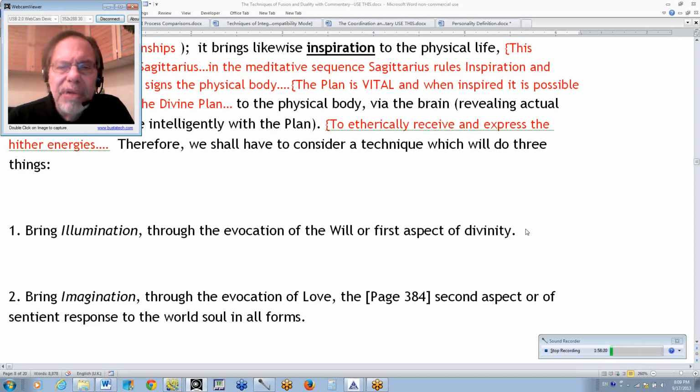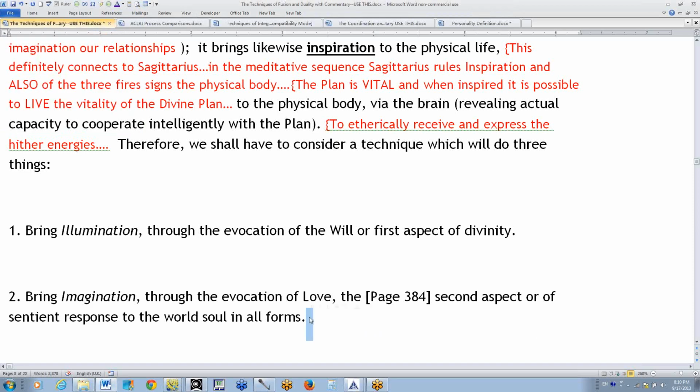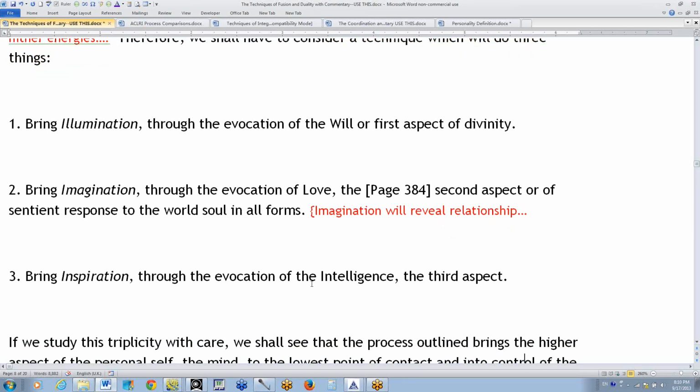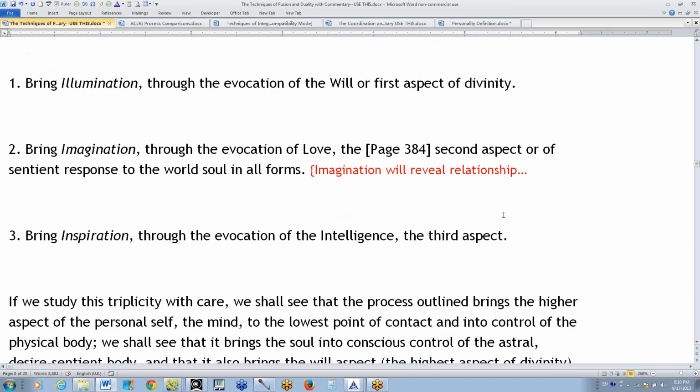Bring imagination through the evocation of love, second aspect, or sentient response to the world's soul. Love. The evocation of love will bring in the imagination, which will reveal relationship, right? So imagination will reveal relationship, and then bring inspiration through the evocation of the intelligence, the third aspect. Now, I think this is going to be the place where we will stop.